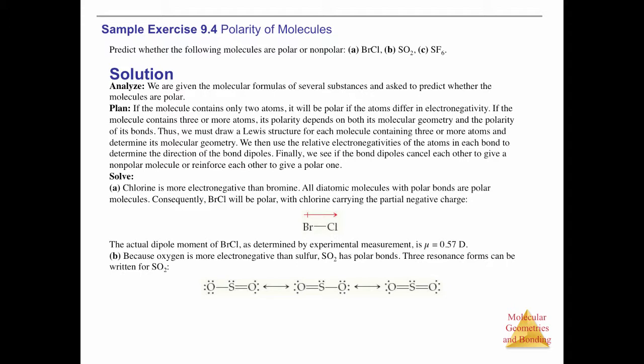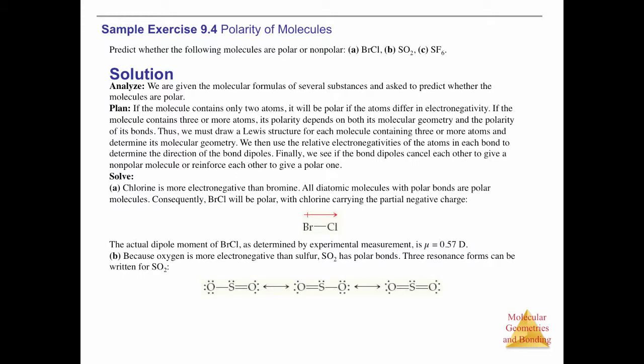If the molecule contains three or more atoms, its polarity depends on both its molecular geometry and the polarity of its bonds. Thus, we must draw the Lewis structure for each molecule containing three or more atoms and determine its molecular geometry. We then use the relative electronegativities of the atoms in each bond to determine the direction of the bond dipoles. And then finally, we see if the bond dipoles cancel each other out to give a nonpolar molecule or reinforce each other to give a polar one.